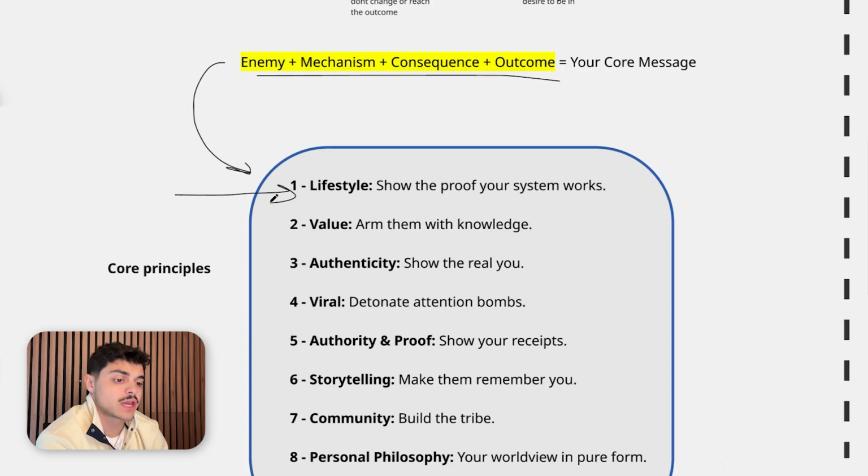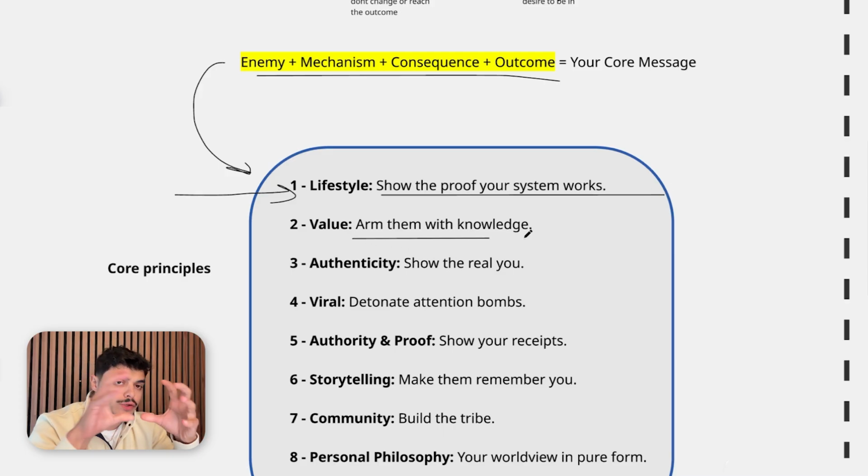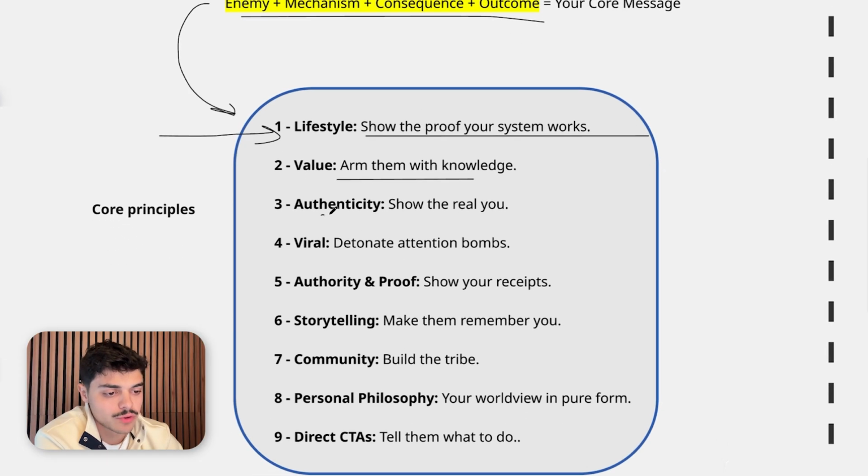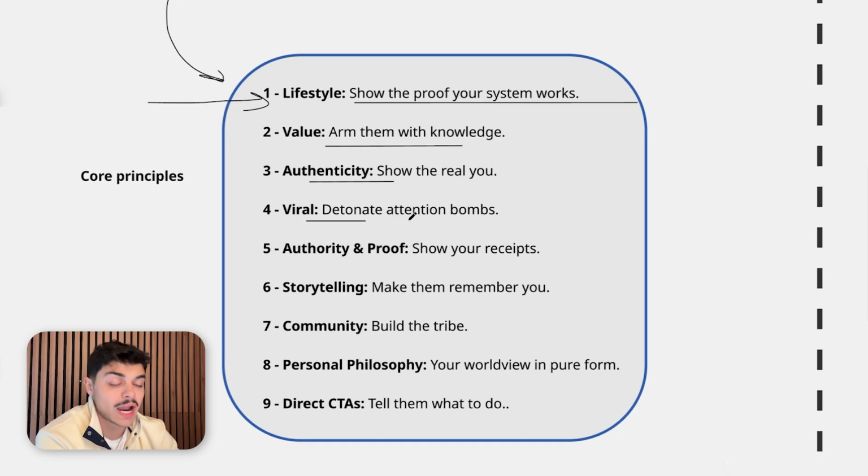So what does your avatar care about when it comes to lifestyle? What's the proof that it works? Have you actually achieved it? Value. We got to have some value around the mechanism. We got to have some value around the dream outcome and how to achieve it and how to get rid of these problems, okay? So on and so forth. You want to be authentic. You got to have stuff that goes viral.